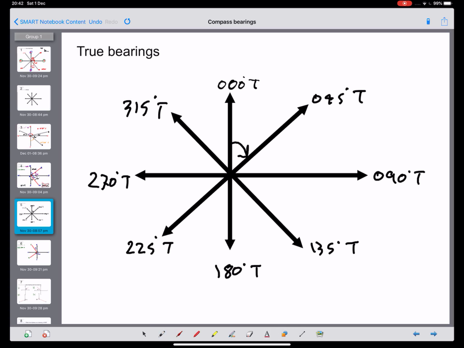Okay, so let's select one of these true bearings. Let's say, I don't know, 270. Now, why is this 270?